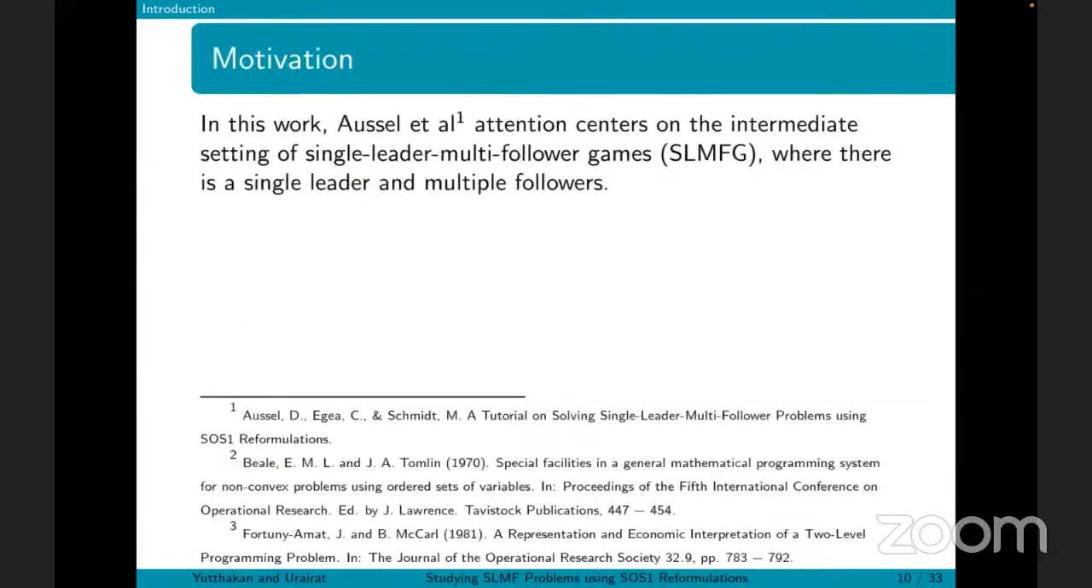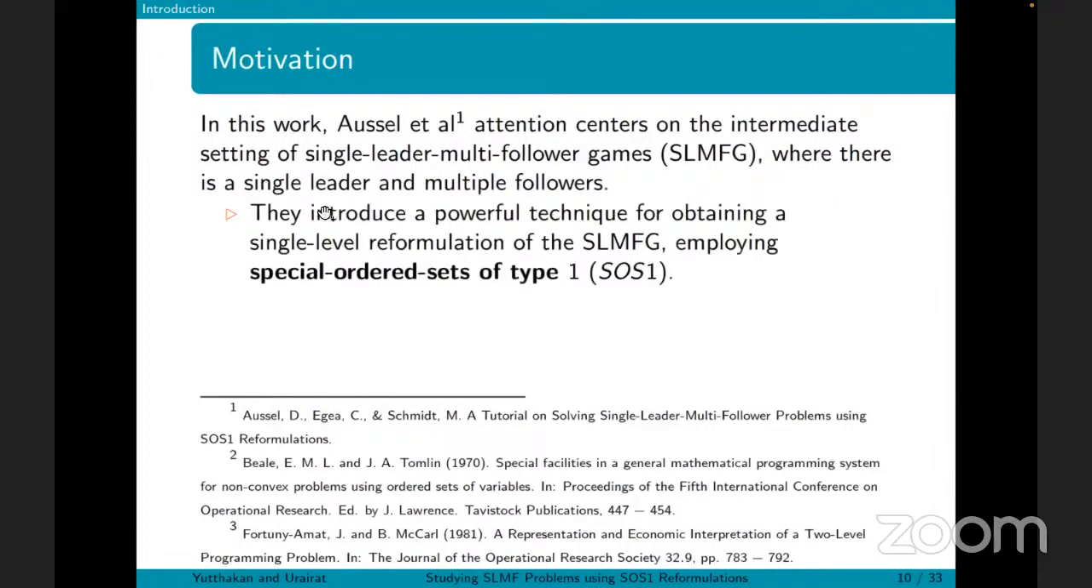Okay, next page. In motivations, in this work, Axel's attention centers on the intermediate setting of single leader multi-follower games, where there is a single leader and multiple followers. They introduce a powerful technique for obtaining a single level reformulation of the single leader multi-follower game, employing special ordered sets of type 1, briefly SOS1.